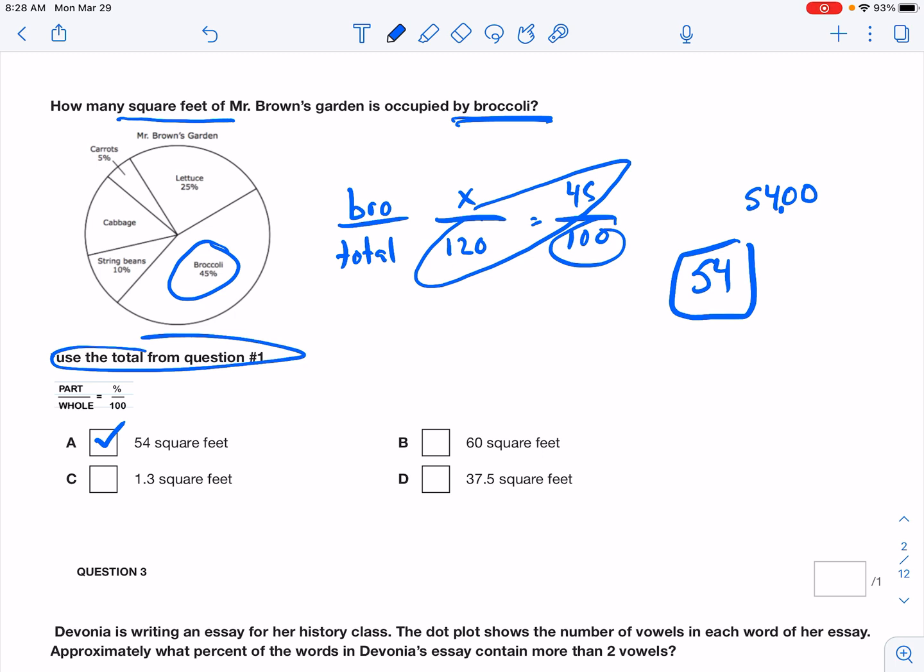Okay, so again, we had to use the total from the previous question. There's 120 total, 45%, so 45 out of 100, and then X over 120 to find the broccoli.